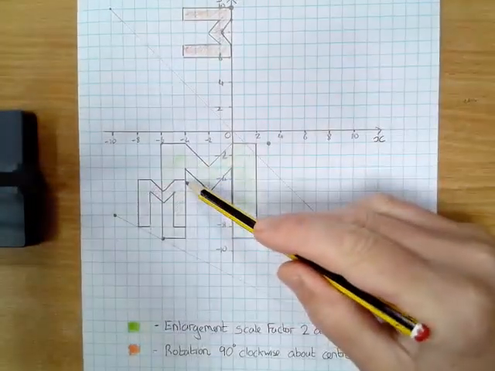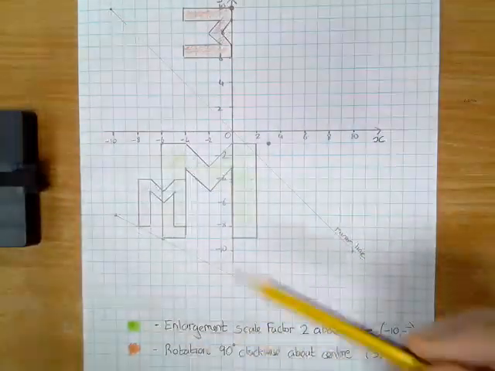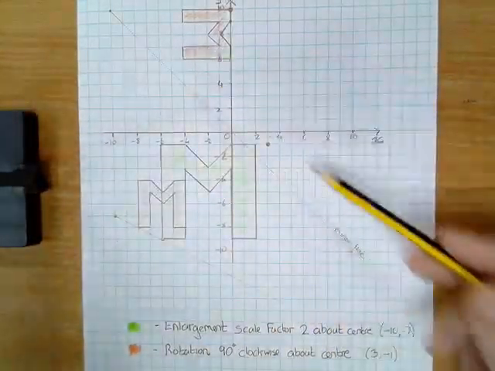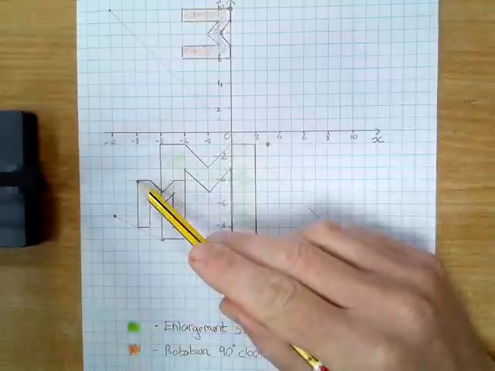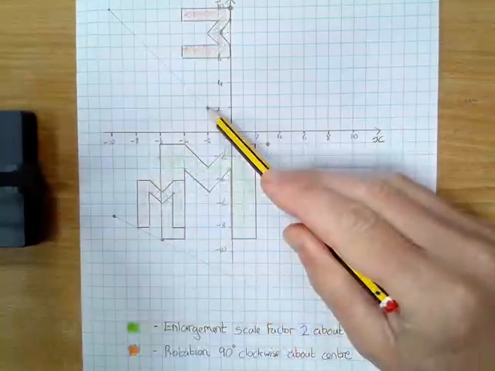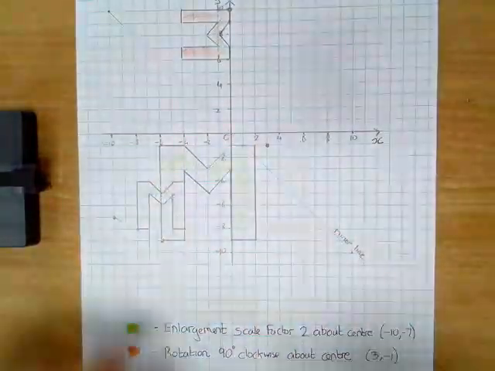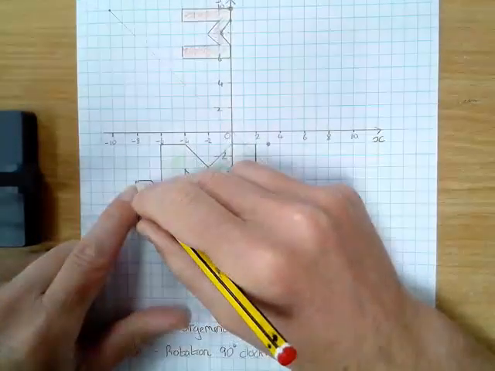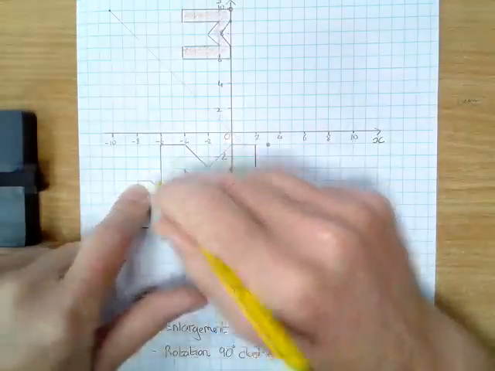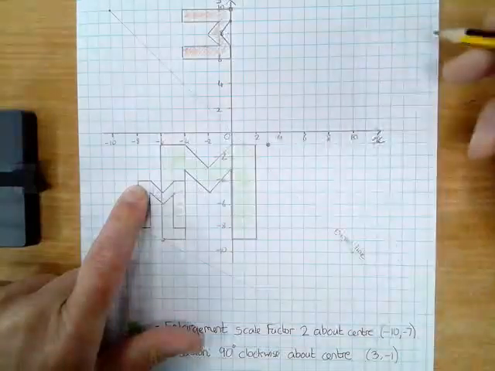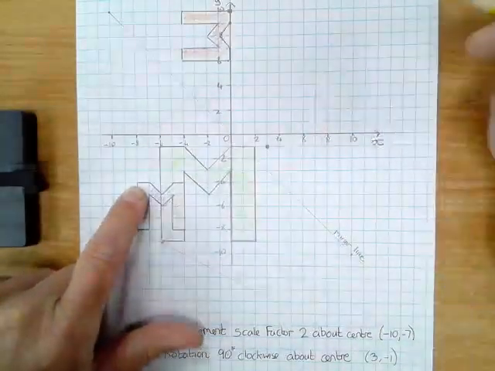So I've got me M. Now this one's tricky. I'm going to reflect it in that line. Now to do that, for each point I need to go to the line and then the same distance the other side. This is going to take a little bit of time. So what I'm going to do is I'll do the first one, pause the video, I'll do all the other ones, and then I'll restart the video.